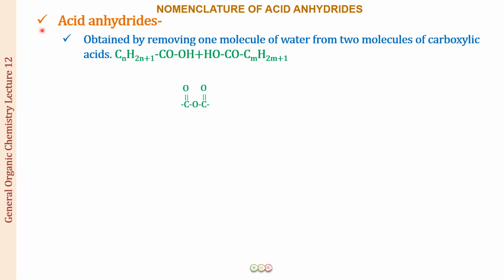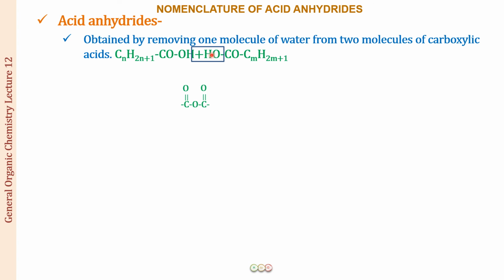So we will be obtaining these by removing 1 molecule of water from 2 molecules of carboxylic acids. For example, you have 2 carboxylic acids, CnH2n+1COOH and CmH2m+1COOH. I have written them in this way because I want to remove 1 water molecule. So let us remove the water molecule. From one of the acids we have removed the OH group, from the other acid we have removed the H. It does not matter which way you do it, it is going to make no difference at all.